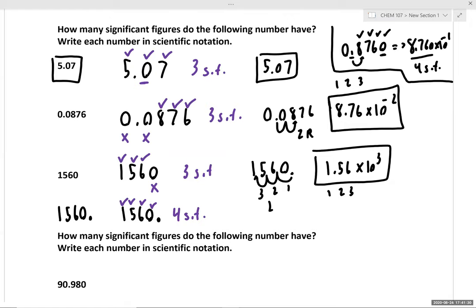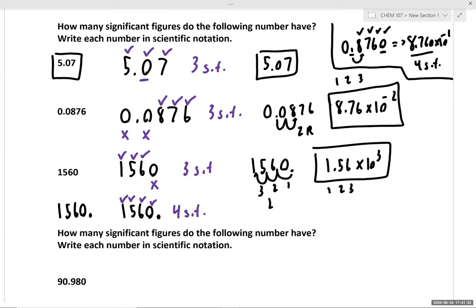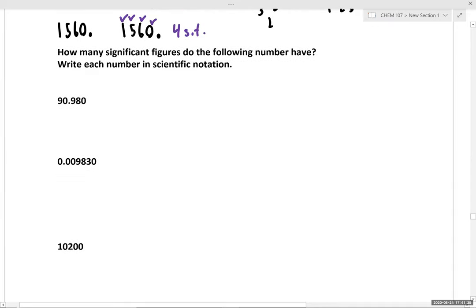If not, let's continue on and let's now have the class work on the following 3 examples. And I'd like you to tell me how many significant figures each of the following numbers have, and to write each of these numbers in scientific notation. So I'll label these 3 examples A, B, and C, and I'll give everyone about 4 to 5 minutes. Let's go with 5 minutes to give everyone enough time to work through these examples. And don't be shy to submit your responses in the chat.